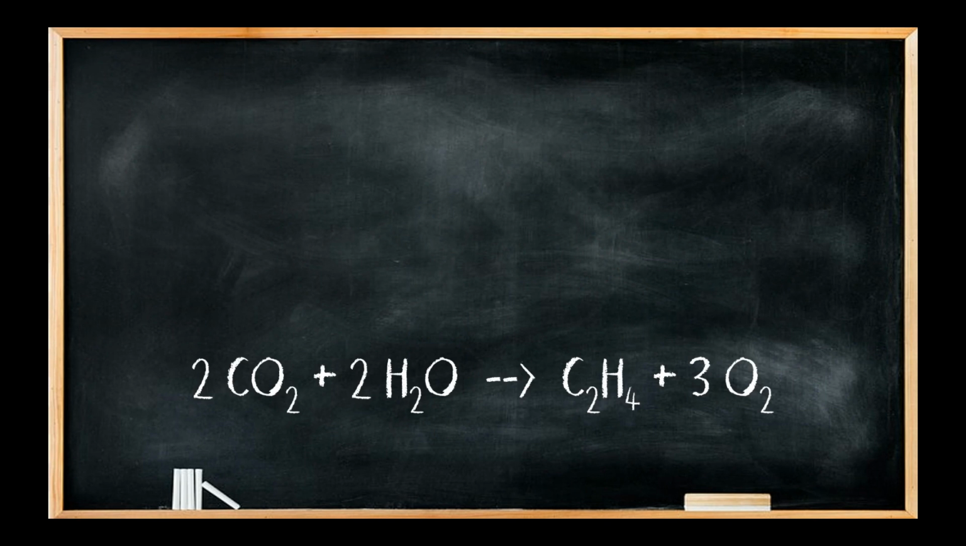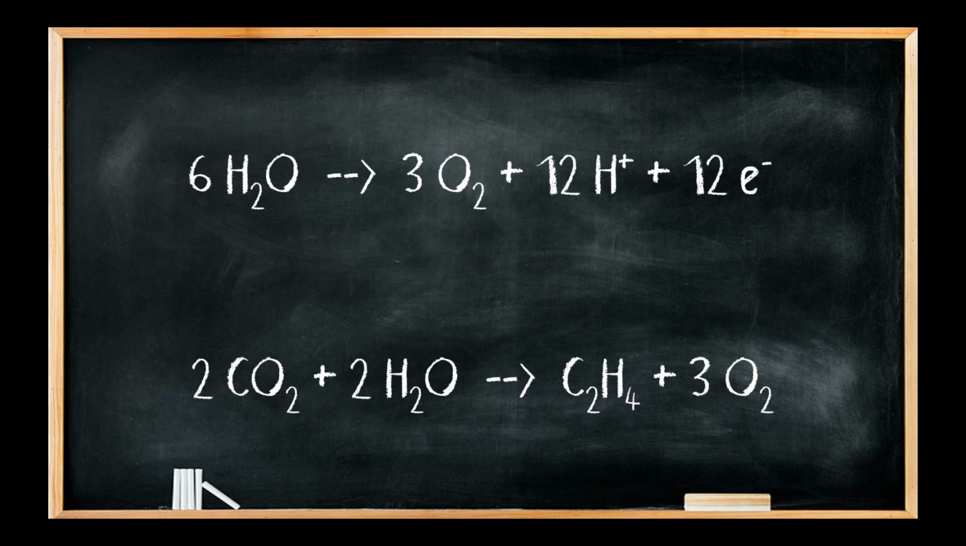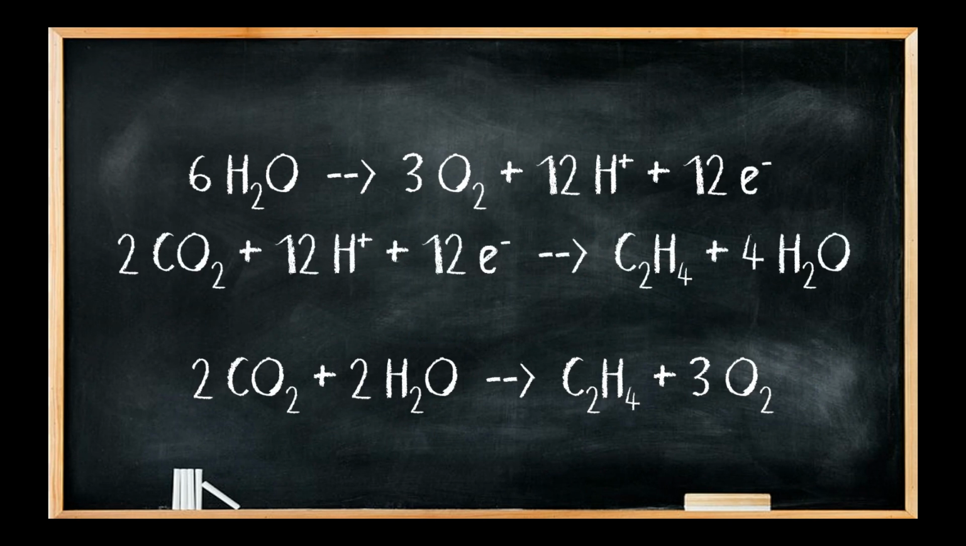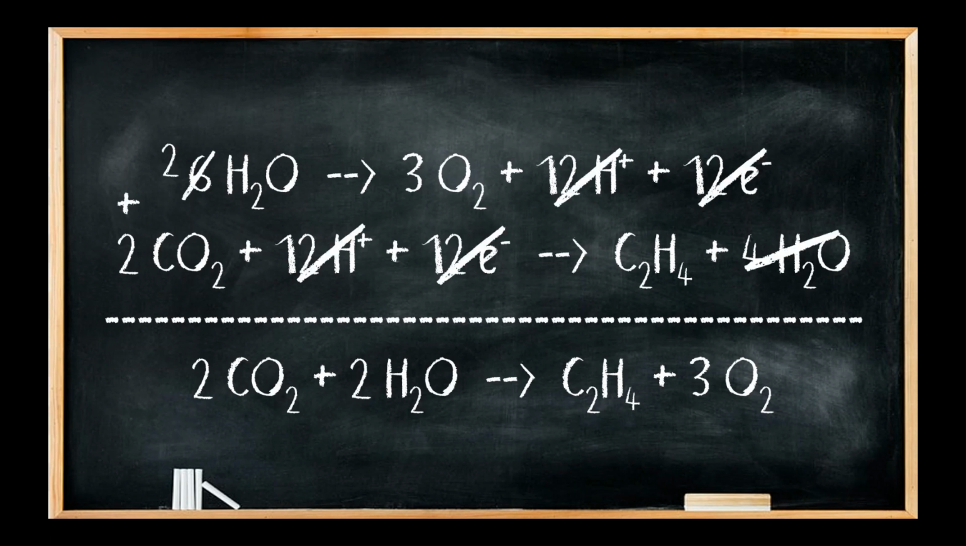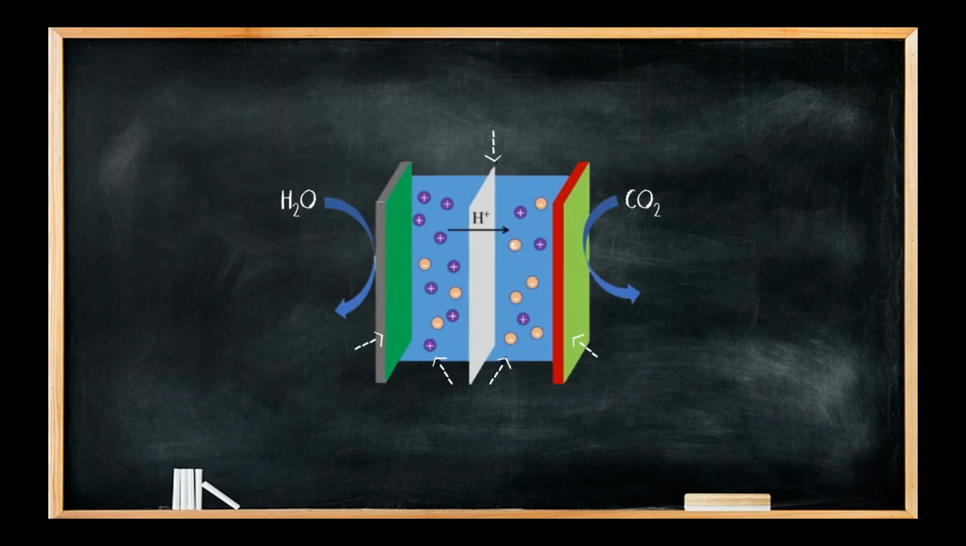The reaction happens in two parts: the oxygen evolution reaction, in which water is split to form oxygen, protons, and electrons, and the carbon reduction reaction, in which carbon dioxide combines with protons and electrons to form hydrocarbons and water. These two reactions sum to the overall reaction. The whole process occurs inside of an electrochemical cell.